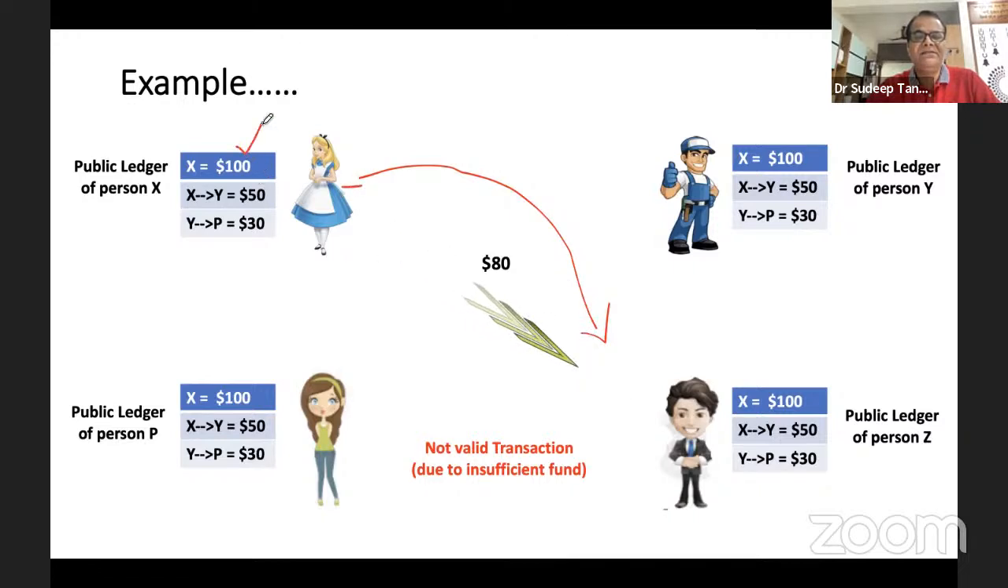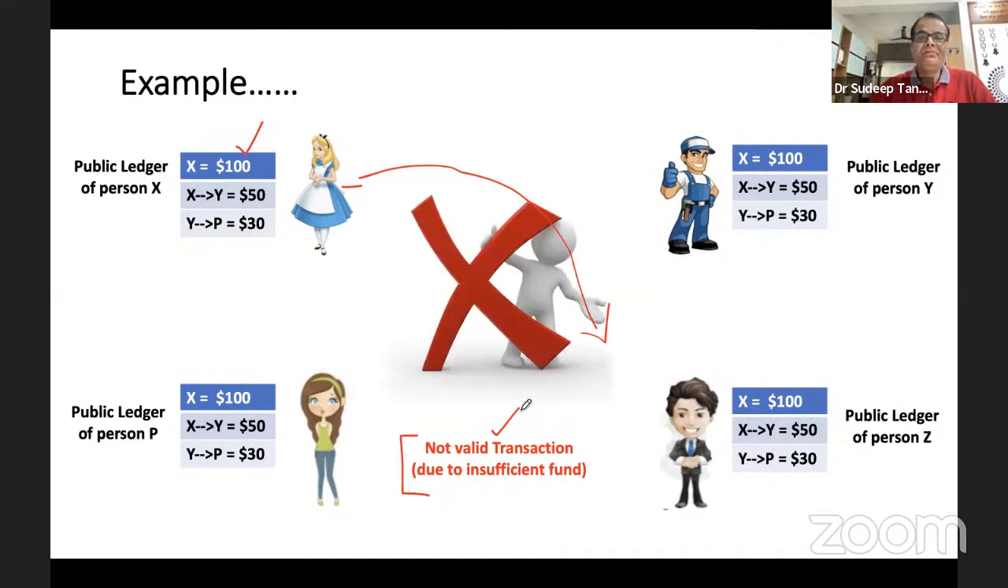So the remaining balance is 50. Whatever balance is there in the account of the individual, only that much amount the user can submit to the recipient. Okay, so this is not a valid transaction because of insufficient funds. Now this is a simple tutorial of blockchain technology to understand how the blockchain technology works.